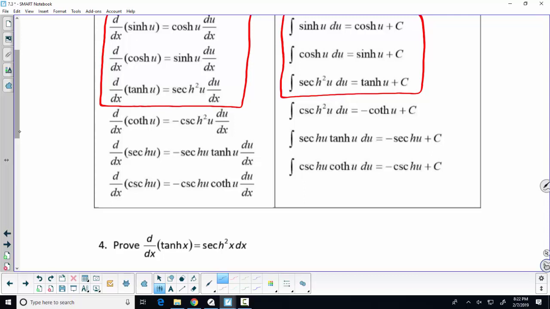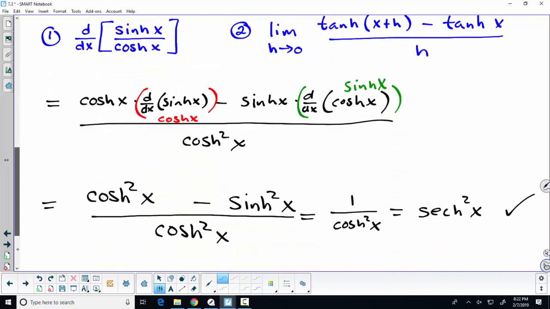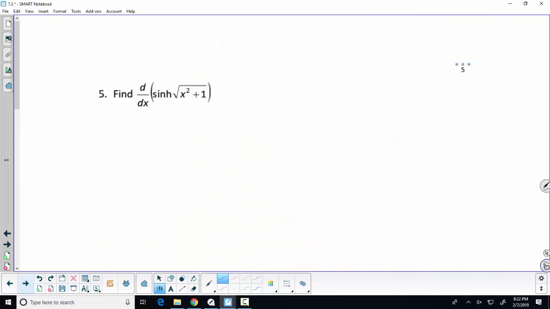With inverse hyperbolic trig functions, no, we won't deal with inverse hyperbolic trig functions. All right. So y'all try the derivative of number 5.